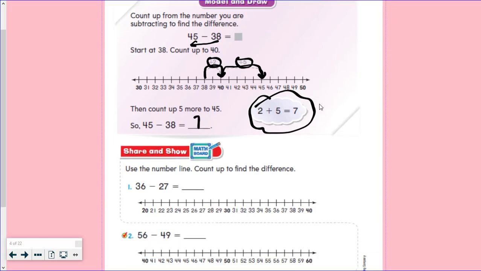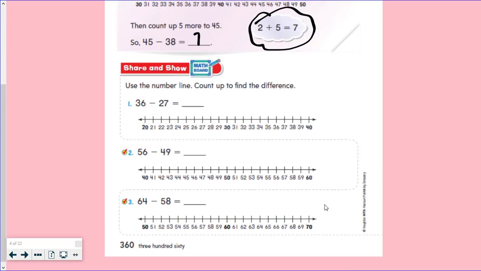And so that's what we're going to practice today, that strategy of counting up, as opposed to taking away. Normally you think subtract, count backwards. Instead, you can think count up. So it says use the number line, count up to find the difference. So the lower number here is 27. That's what we're taking away. We want to go to 36. So 27, right, if you look at a number line or a hundredth chart, 27 is close to a 10.